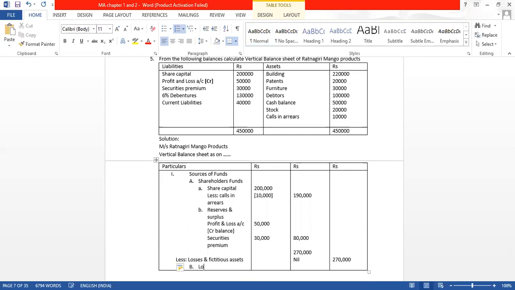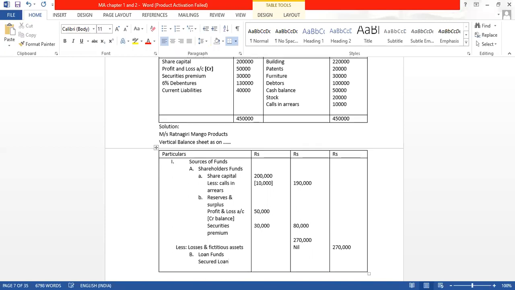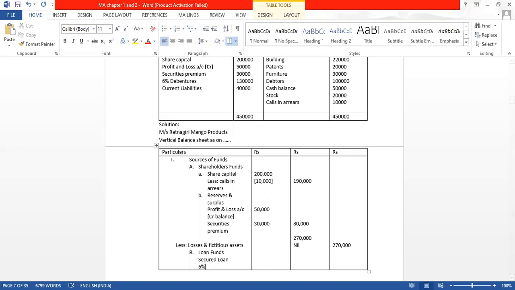The second one is the loan funds. Only shareholders fund may not be sufficient to do business. We may also have to take loans, to raise loans from the market. So the second source of fund is the loan fund, also known as borrowed fund or debt fund. We can call it two types, secured and unsecured. For secured loans, here we have 6% debentures.